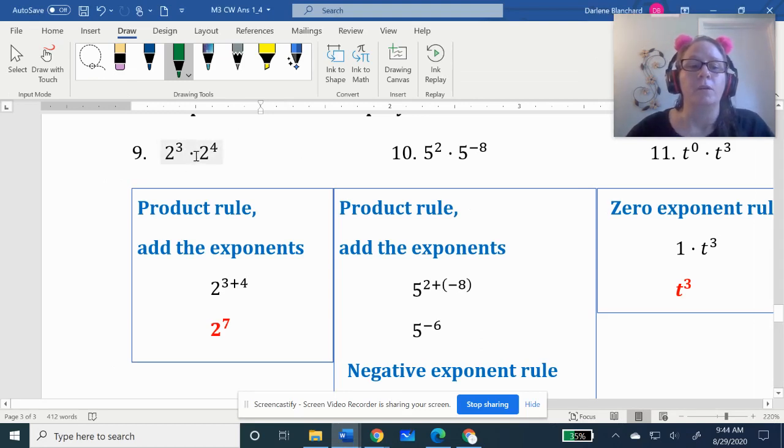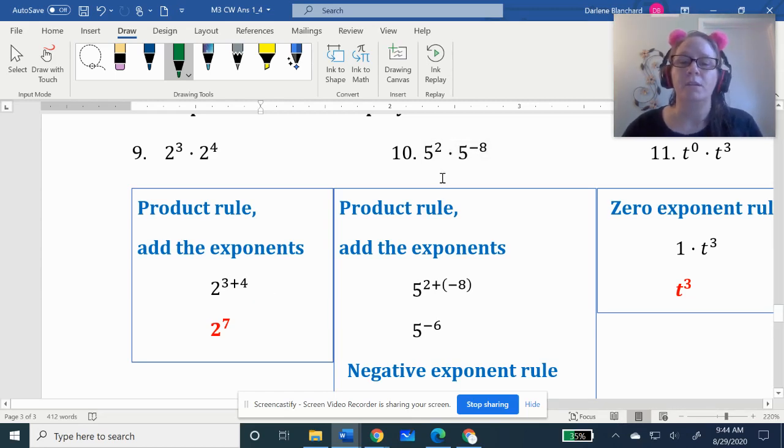For number 9, you are multiplying two exponential expressions with the same base. So you use the product rule, which means you add the exponents. And you end up getting 2 to the power of 7. And you definitely want to leave that there because that is a very big number.